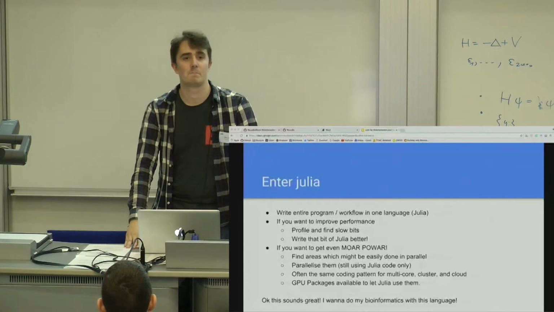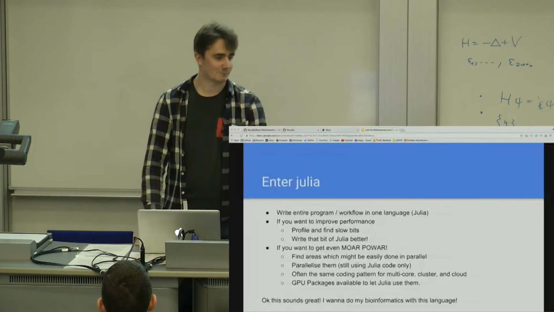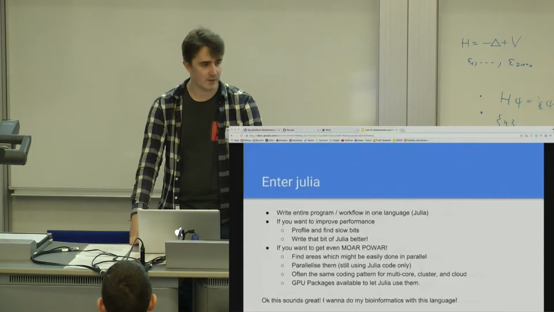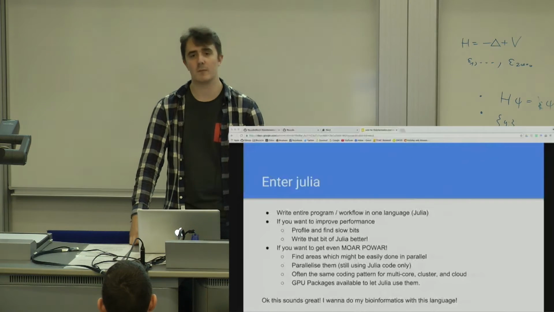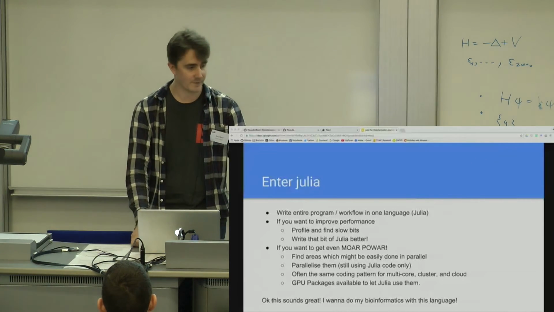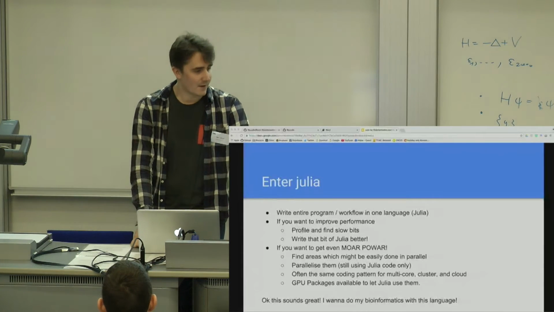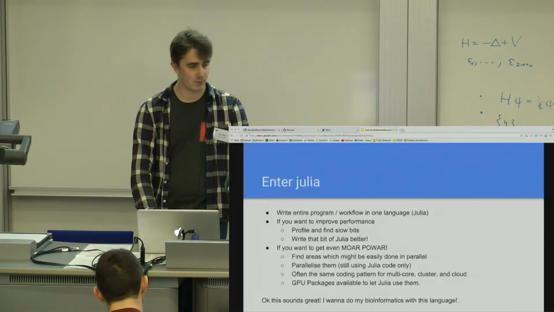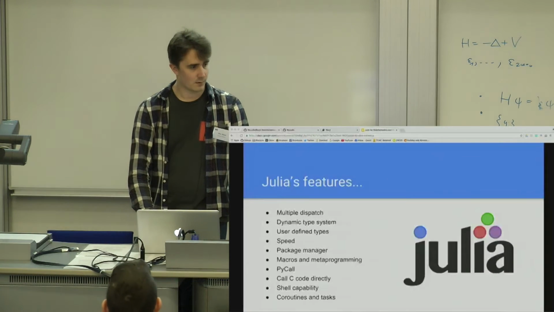So enter Julia to save the day. You can write an entire program or workflow in one language. If you want to improve it, you just profile the slow bits and write better Julia, and it gets nearly as fast as C, right? I mean, we all know this. So this sounds great, and I decided 3 years ago I'd love to be able to do my bioinformatics with this.